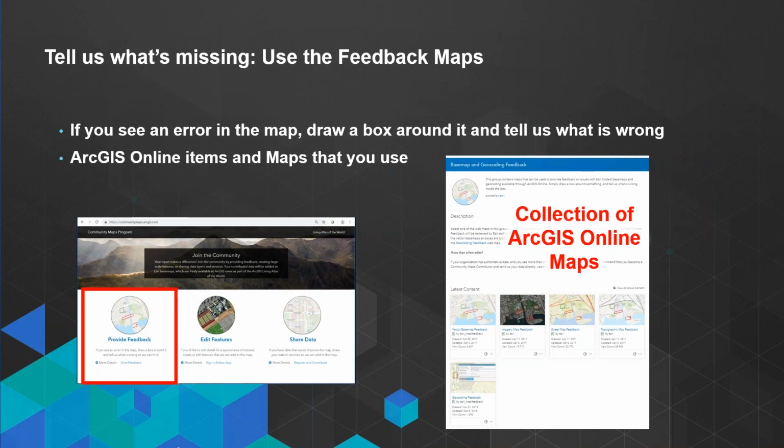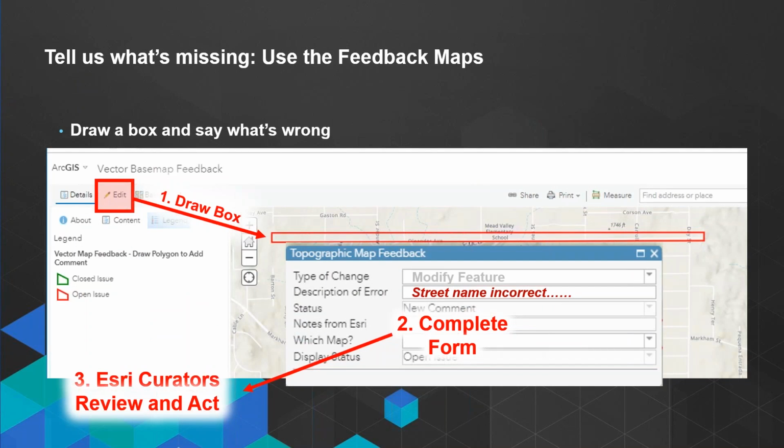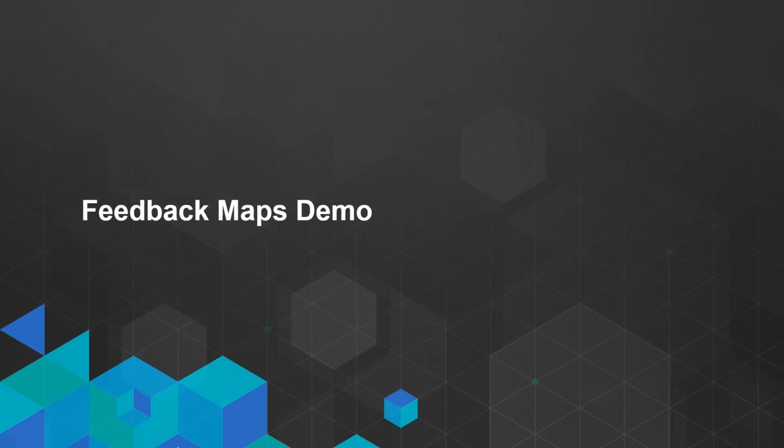You do that through a series of online maps, and I'm going to show that to you in just a second. But first, I'm going to show you the basic process. You're going to go into one of these feedback maps. You're going to click the edit button. You're going to draw a box around something that is wrong, and then you're going to fill out a form that says what's wrong with it. And once you click OK and you're done with that form, Esri curators are going to take a look at what you just put in and make a change however is needed. So what I'd like to do now is show you what we're talking about.